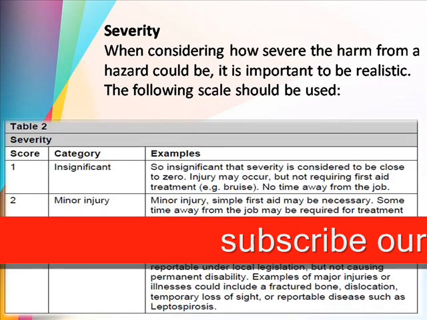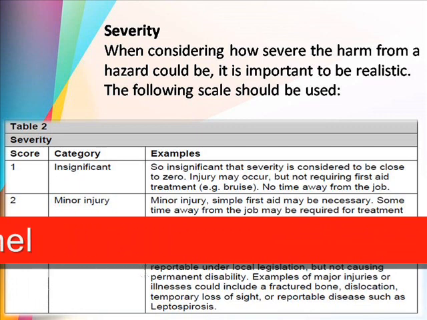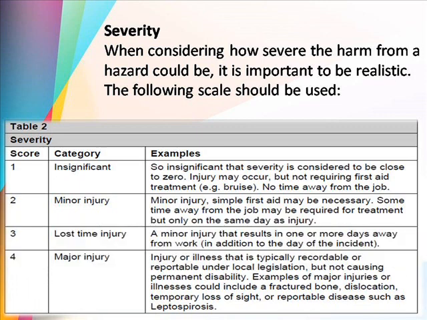Severity. When considering how severe the harm from a hazard could be, it is important to be realistic. The following scale should be used. Insignificant means so insignificant that severity is considered to be close to zero. Injury may occur, but not requiring first aid treatment, for example a bruise. No time away from the job.